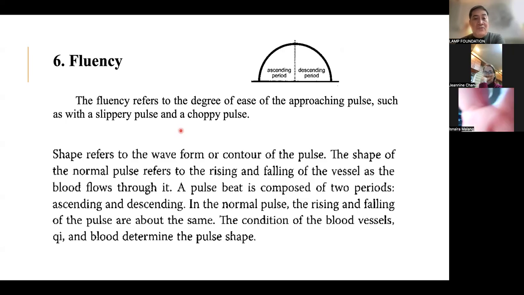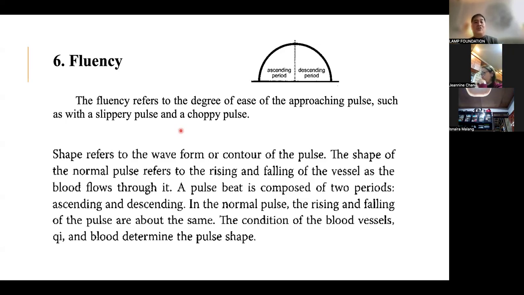Pulse beat is composed of two periods. Of course, kung nag-a-ascend siya, magdi-descend din siya. In a normal pulse, the rising and falling are about the same. The condition of the blood vessels, of course, chi and blood again, will determine the pulse shape.